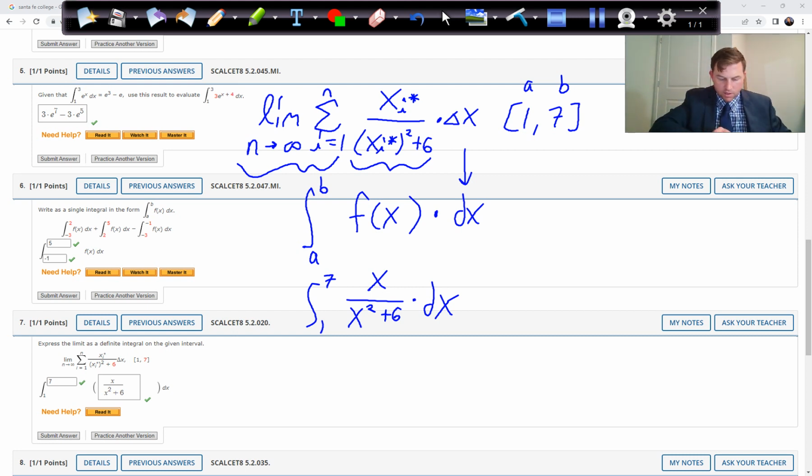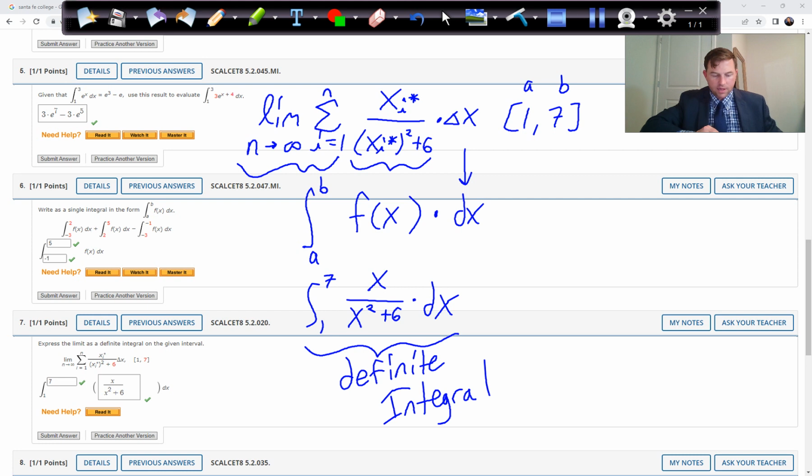So let's see, we've got 1 to 7, x over x squared plus 6, and then dx. So we're changing these xi's, these individual rectangles, x1, x2, x3, x4, x5, into an infinite number of rectangles where we can drop this notation of i and star and anything else and just call it x. And this is the definite integral, which we will learn how to solve soon. So there's more to come on this, but for now, that is all we're looking to accomplish. Okay, that's problem 7.